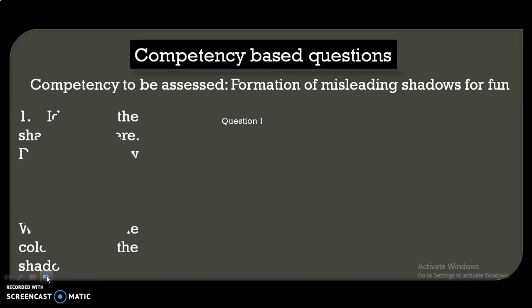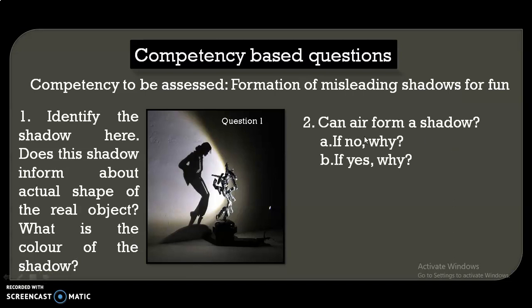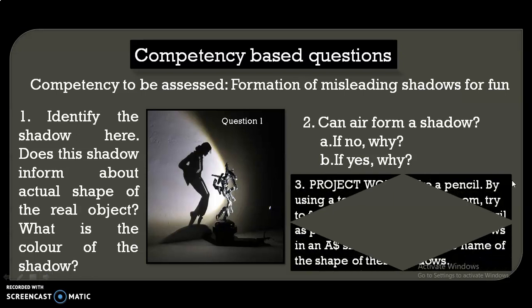So now there are a few questions for you as your homework. There is an image here. You have to identify the shadow. Does the shadow inform about the actual shape of the real object? What is the color of the shadow? Then the next question is, can air form a shadow? If no, you have to give reason why. If yes, you have to give reason why again.